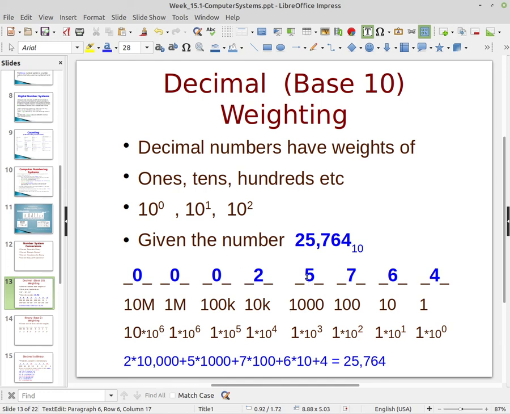So what we're doing is we're taking 2 times 10,000 plus 5 times 1,000 plus 7 times 100 plus 6 times 10 plus 4 times 1. Technically, I probably should say times 1 here, 4 times 1. And that gives us this total value of 25,764.